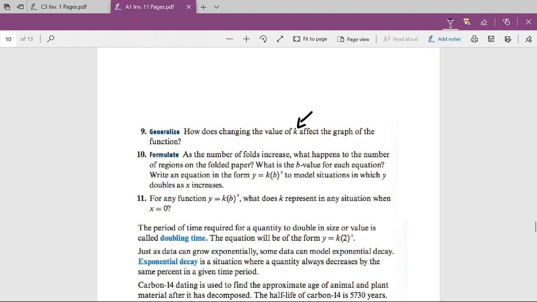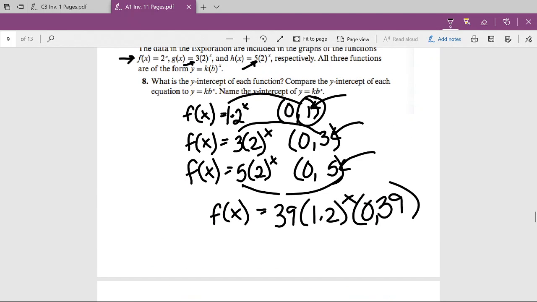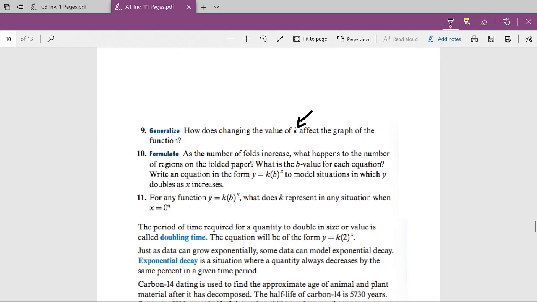So as we do this, what is in common between each of these? Well, each time that we folded that paper, I doubled the amount of regions. That 2 is considered doubling. So in this case, any one that would double would say something like y equals k times 2 to the x. This would be doubling every single time.